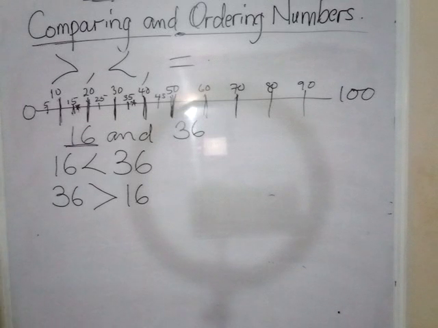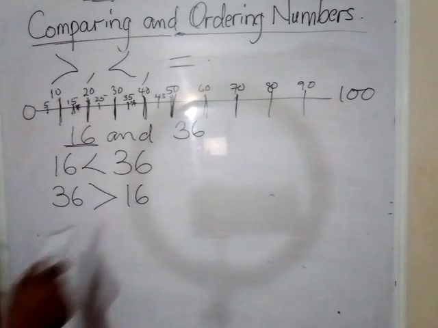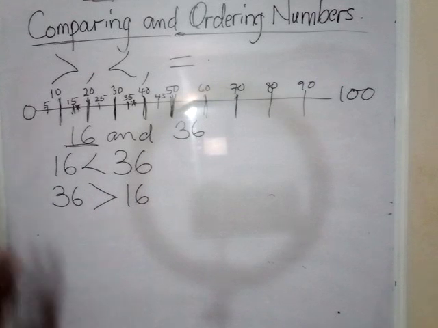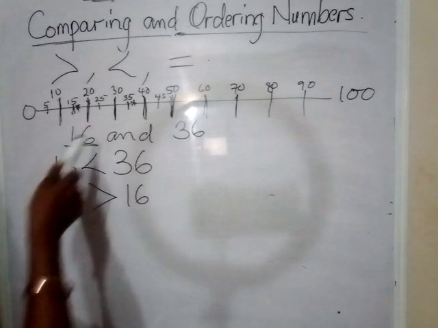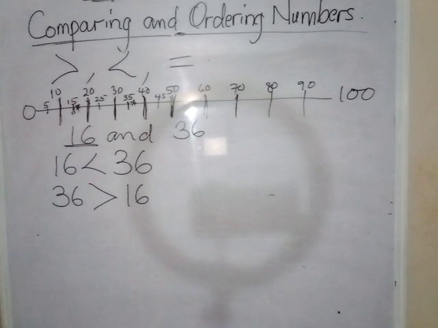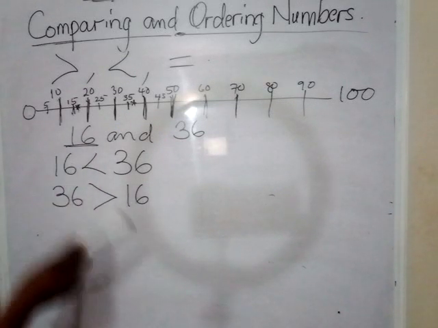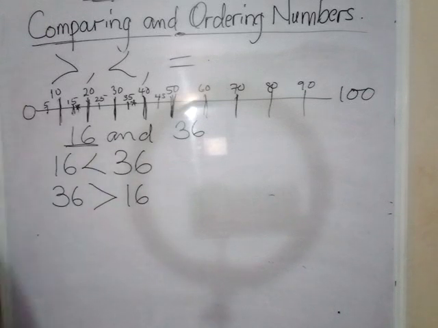Is it clear? With these two numbers, we tried to use the place value to determine which is bigger and which is smaller. And now we're using the number line to see which is bigger and which is smaller. We can see that this is exactly the same result we got when we used the place value method. I hope it's clear.